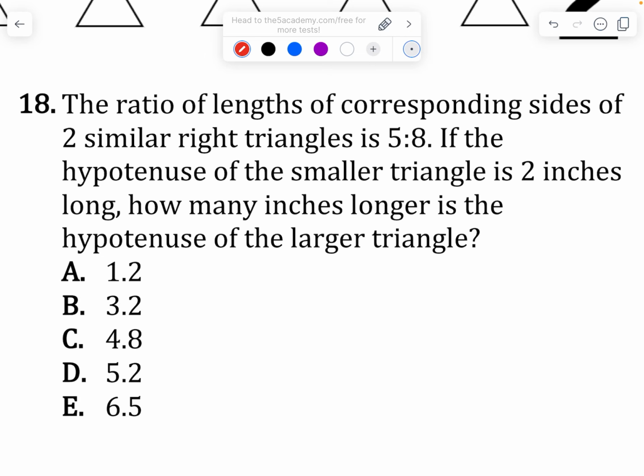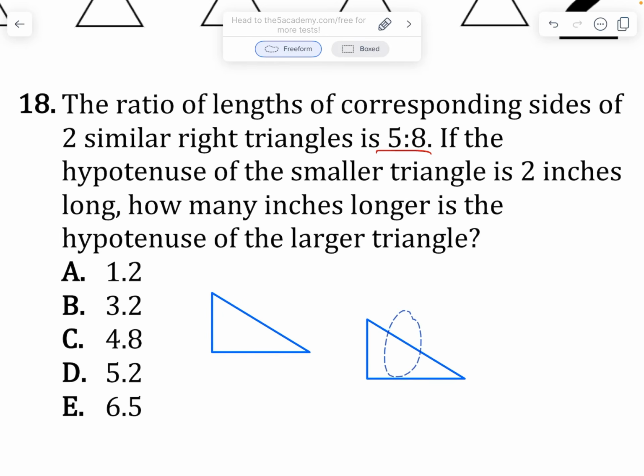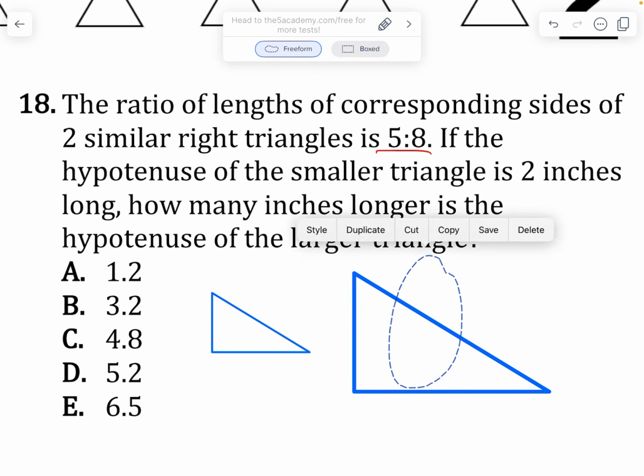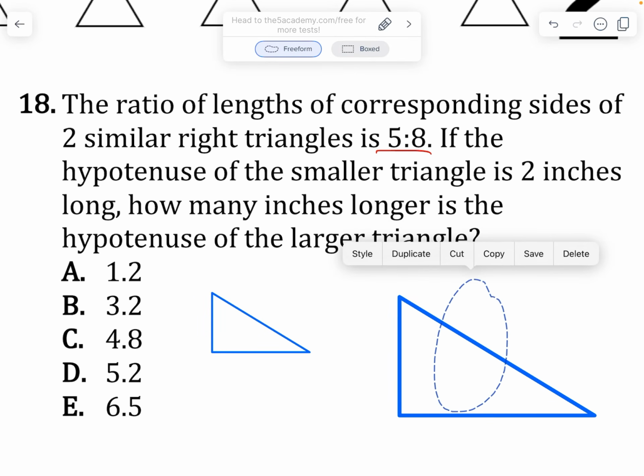So the ratio of lengths of corresponding sides of two similar right triangles is 5 to 8. If the hypotenuse of the smaller triangle is 2 inches long, how many inches longer is the hypotenuse of the larger triangle? So it says two similar right triangles. What does that mean? Two right triangles that are similar is effectively going to be two right triangles that look the exact same, but one of them is just a scaled up version of the other. Okay, so they have the same angle measures. Side lengths don't match, but they have the same angle measures.